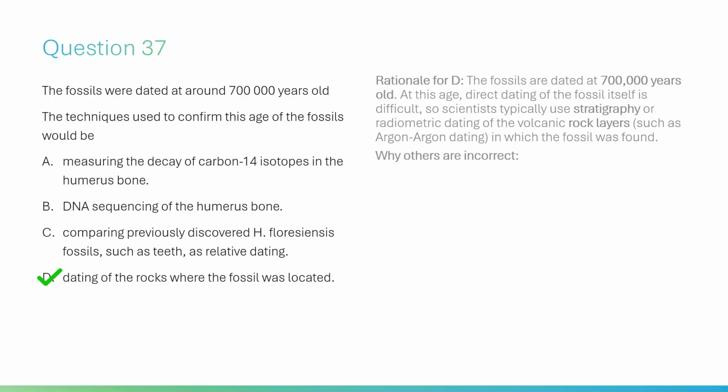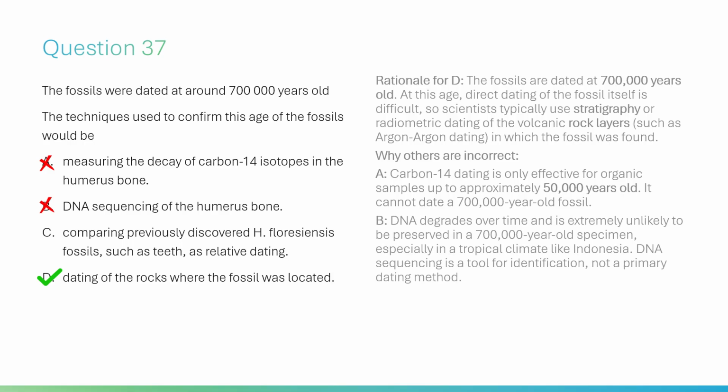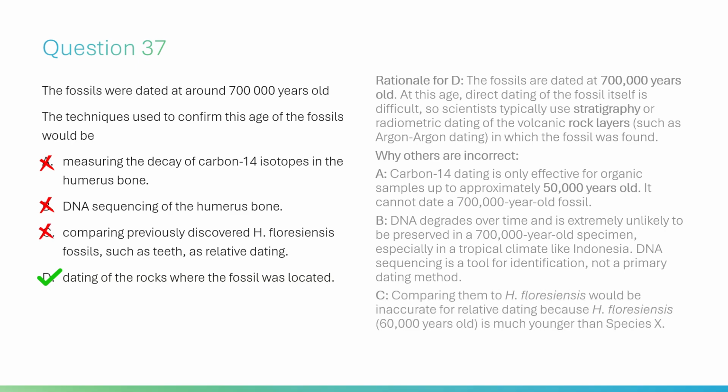Why are the others incorrect? A. Carbon-14 dating is only effective for organic samples up to approximately 50,000 years old. It cannot date a 700,000-year-old fossil. B. DNA degrades over time and is extremely unlikely to be preserved in a 700,000-year-old specimen, especially in a tropical climate like Indonesia. DNA sequencing is a tool for identification, not a primary dating method. C. Comparing them to H. floresiensis would be inaccurate for relative dating because H. floresiensis, 60,000 years old, is much younger than species X.